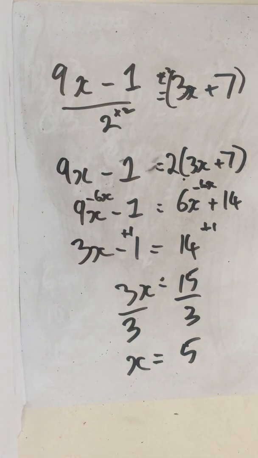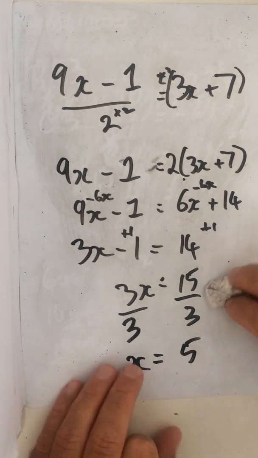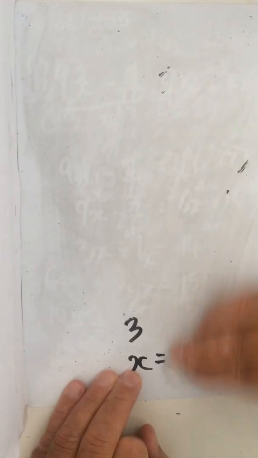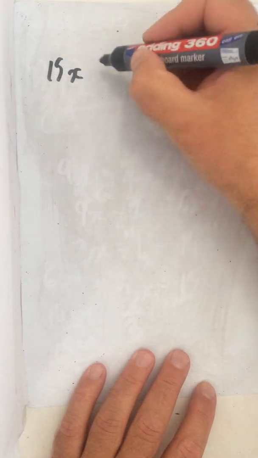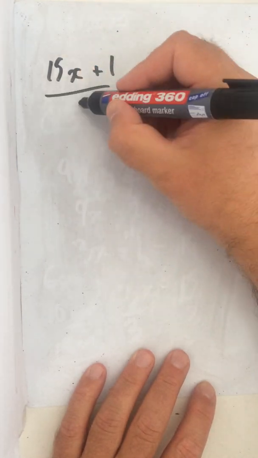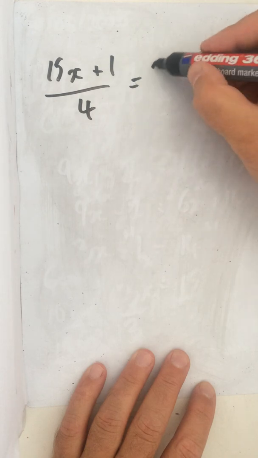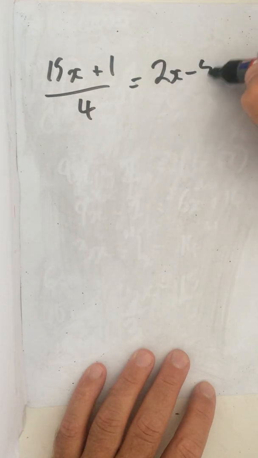Right, I will go through a couple more of these because I do understand that it might not be that easy for all of us, okay? And I had to work on these myself, so let's have a little look. Let's go with 15x plus 1 over 4 is equal to 2x minus 5.